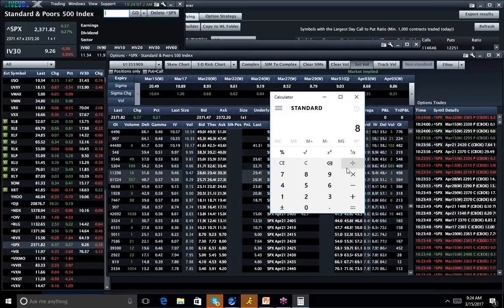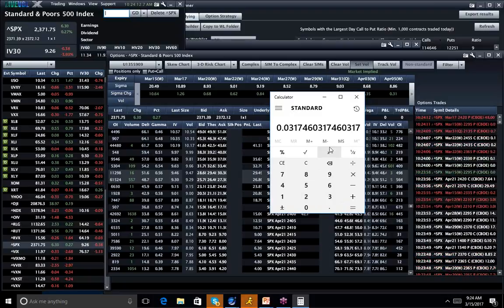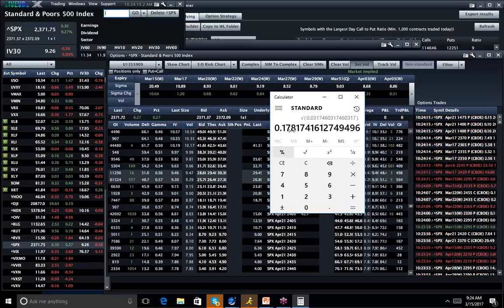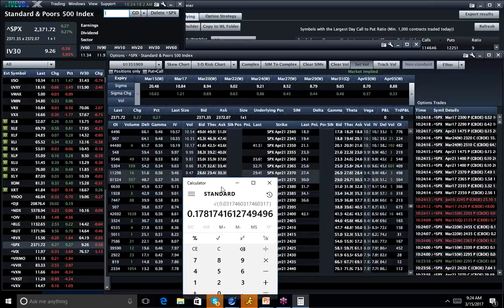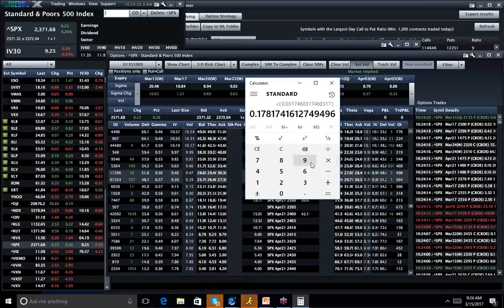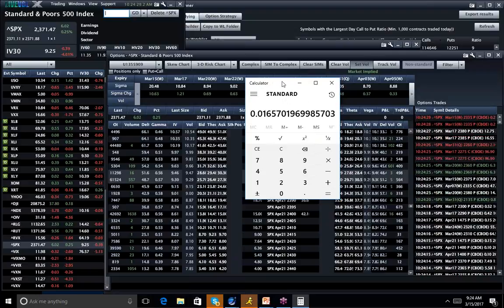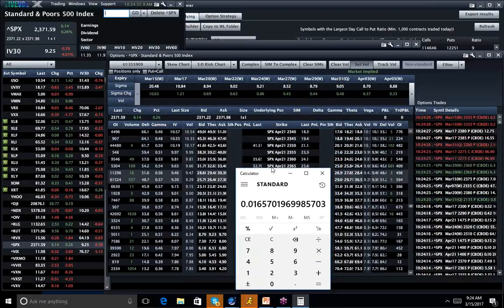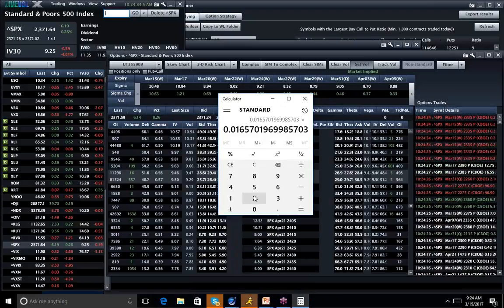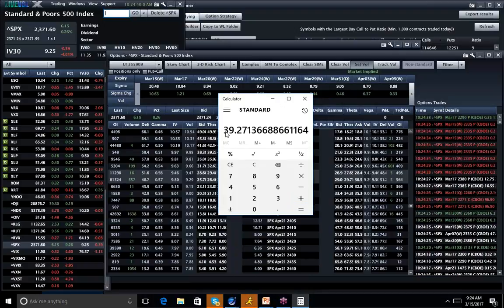So then I would take my 8 divided by 252, and I take the square root of that. Then I multiply it times my at the money volatility, 9.3. Remembering it's a percent, so it's 0.093. And then I take that and multiply it by the strike, which is 2370. So that is telling me I want a 40-point wide wings for my fly expiring on the 27th.